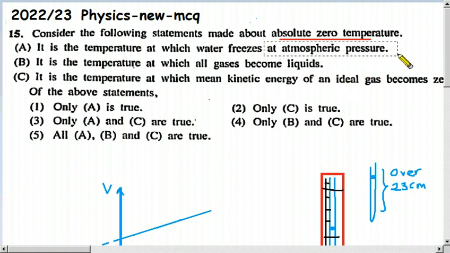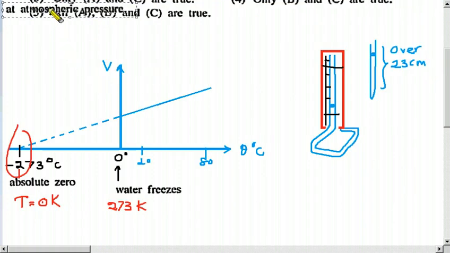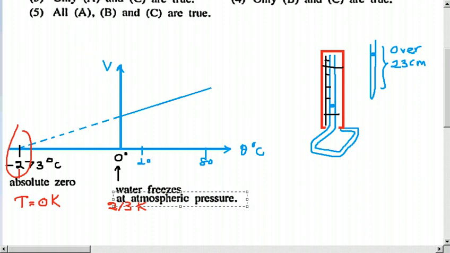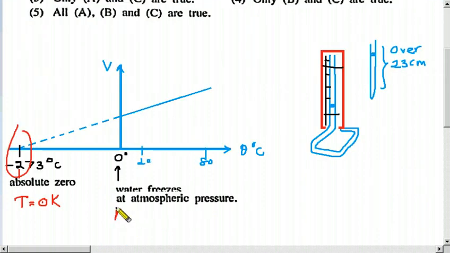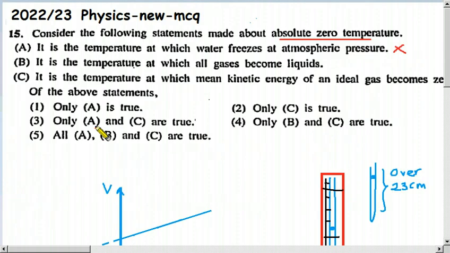Water freezes at atmospheric pressure at centigrade 0, that is this place. So they say this one is the water freezing temperature. That is wrong. Obviously the first one is wrong. It should be here. Water freezes at 0 centigrade, not at minus 273.